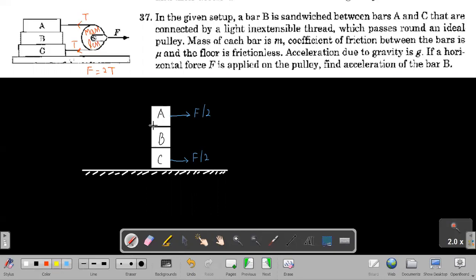Therefore, the friction force on block A exerted by block B must be on the left side, and I denote it by F1. Similarly, the friction by block B on block C will also be to the left side, and I denote it F2. So these are the frictions on A and on C, and they are exerted by block B.